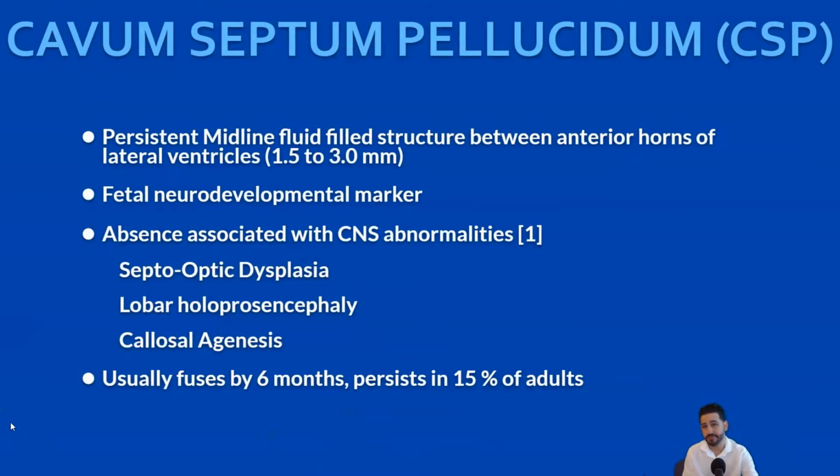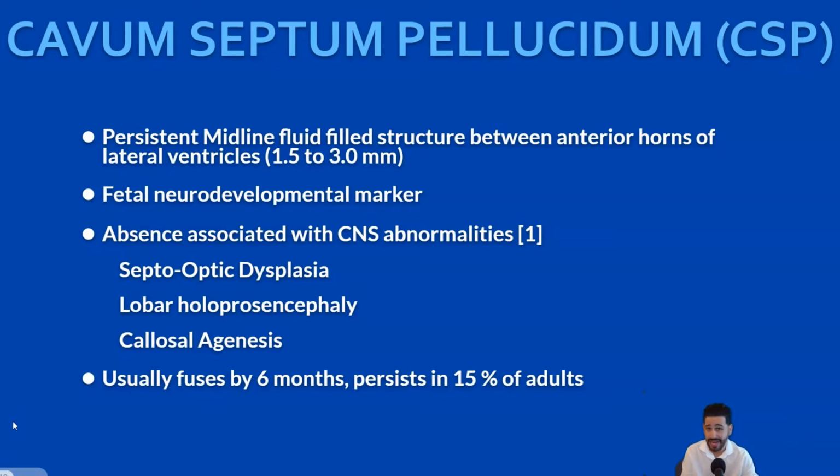Cavum septum pellucidum, or cavum septi pellucidi, is a midline cystic structure in between the anterior horns of the lateral ventricles. It is a fetal neurodevelopmental marker. So when you're doing fetal scans, it's one of the things we look for. And it's present in normal brains. People who do fetal scans are very well familiar with this structure. Absence of this structure has been associated with central nervous system anomalies like septo-optic dysplasia, holoprosencephaly, and corpus callosum agenesis. It usually fuses by 6 months.